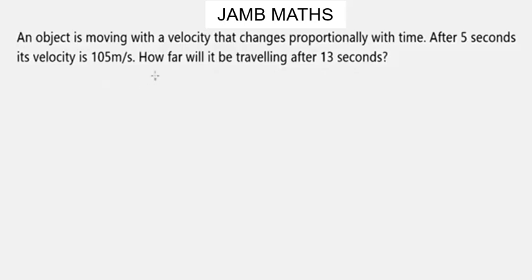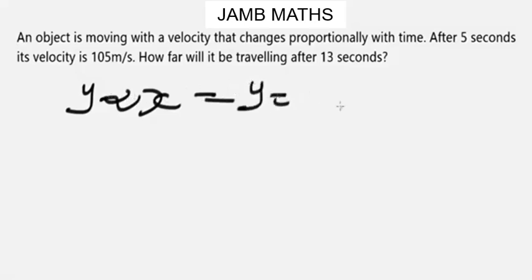Before we go straight into solving this problem, let's look at how to represent variables proportionally. When they say y is proportional to x, this is how you represent it. Once you have represented it like this, you add an equality sign and put a constant. So y is proportional to x will now be y equals kx. You add a constant k. This is for direct proportion involving algebra.